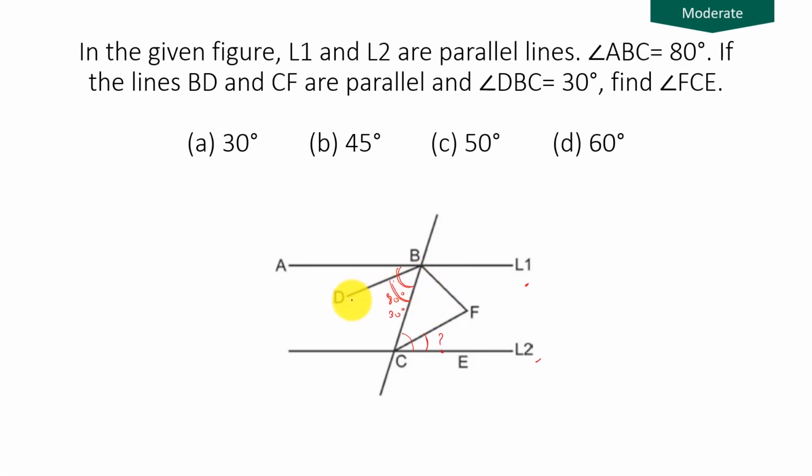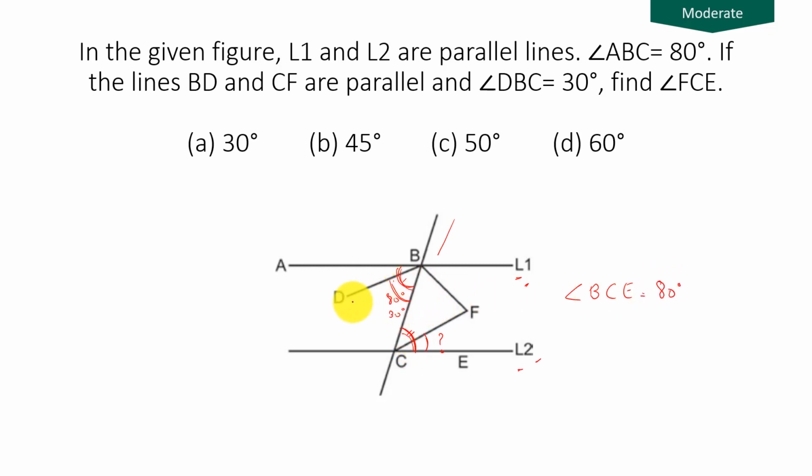Now let's look at L1, L2 and the transverse line BC. If we only consider these three things, ignore the lines BD and CF. If you only consider the two parallel lines and this transverse line BC, then this angle ABC is going to be equal to angle BCE, because these are alternate interior angles and these are equal. So we know that angle BCE is 80 degrees.